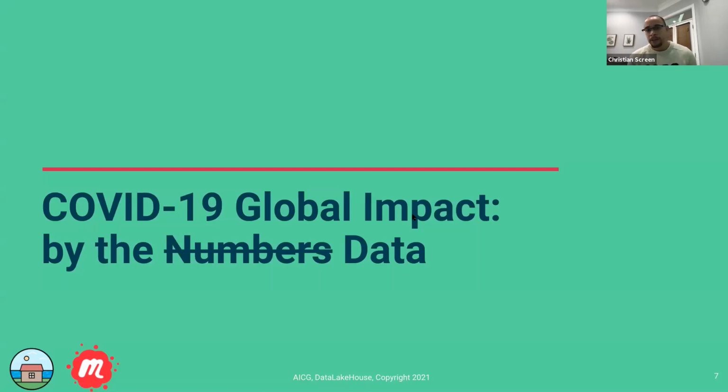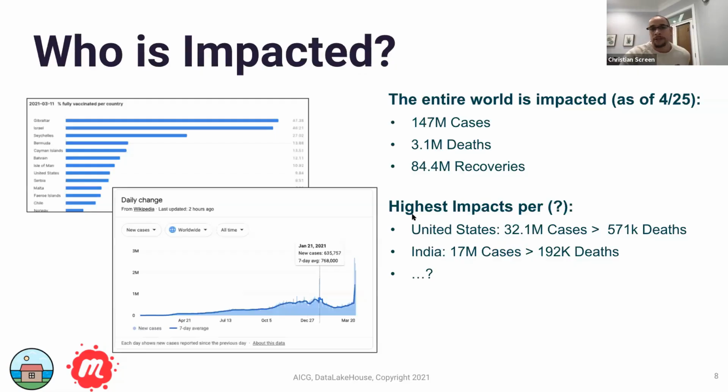So what we're talking about today in this meetup is really the global impact of COVID-19, and we say by the numbers, but it's really by the data. And so obviously we have metrics in the data. At the end of the day, we want to turn that into information. Going back to the who, what, when, where, we're looking at data that's all across the globe. And just some basic numbers, right?